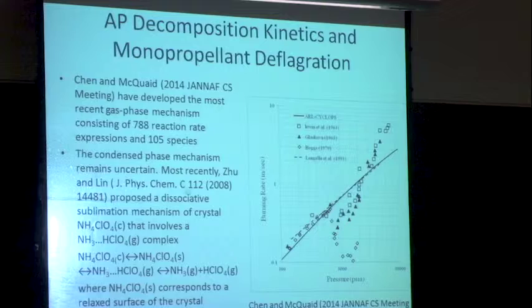In terms of a condensed phase model, M. C. Lin at Emory University has actually developed some condensed phase models for ammonium perchlorate, which goes through a complex adduct and a melt layer, which eventually comes out and, as I said, forms ammonia and perchloric acid.